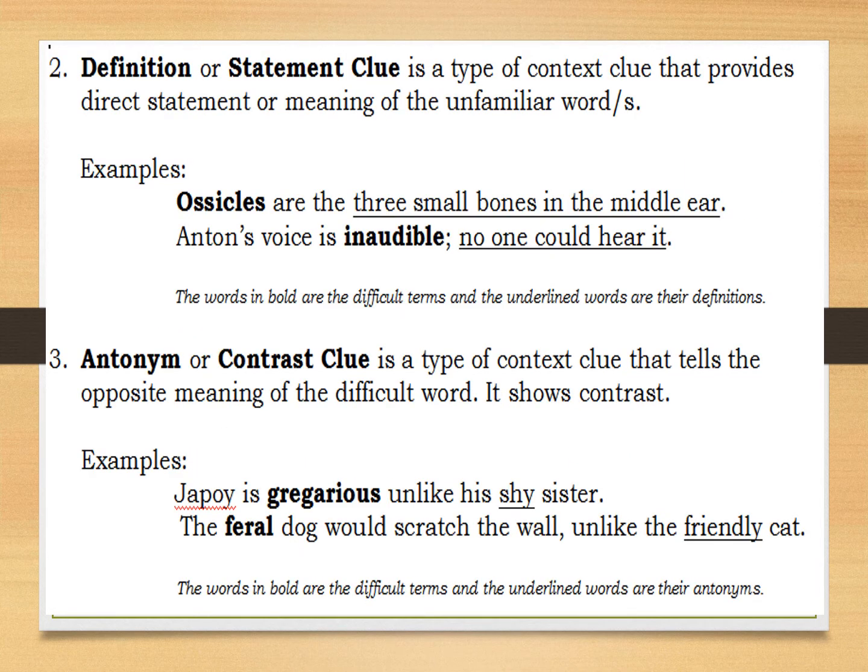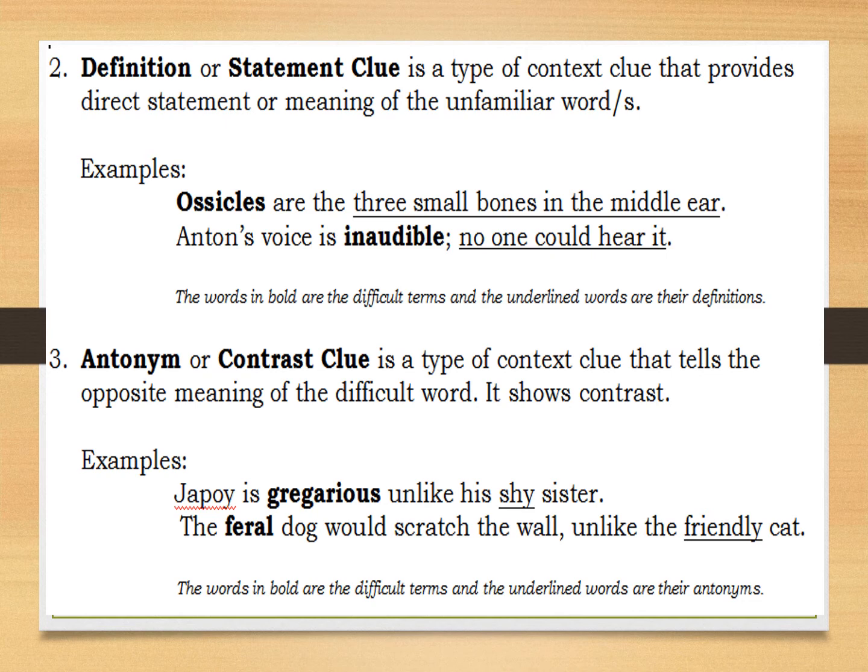Number 2. Definition or statement clue is a type of context clue that provides direct statement or meaning of the unfamiliar words. Examples: ossicles are the 3 small bones in the middle ear. Anton's voice is inaudible. No one could hear it. The words in bold are the difficult terms and the underlined words are their definitions.